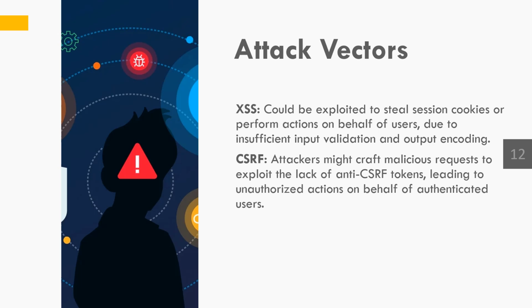Vectors like cross-site scripting and cross-site request forgery exploit weaknesses in input validation and session management. Cross-site scripting is particularly dangerous because it allows attackers to execute scripts on behalf of users, leading to data theft or unauthorized actions. Cross-site request forgery, meanwhile, manipulates authenticated users into performing unintended actions. Addressing these vulnerabilities requires measures like proper input sanitization, anti-CSRF tokens, and strict session handling protocols.